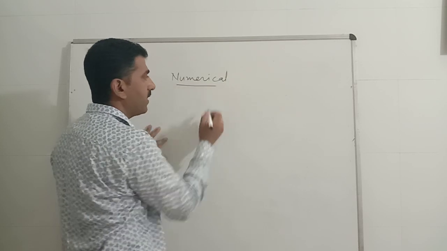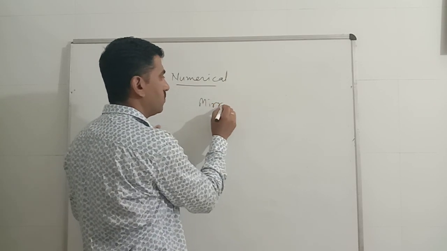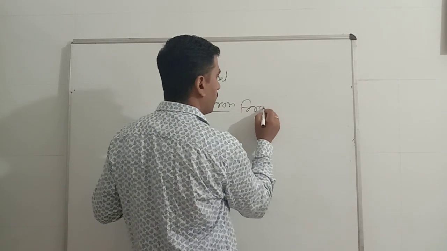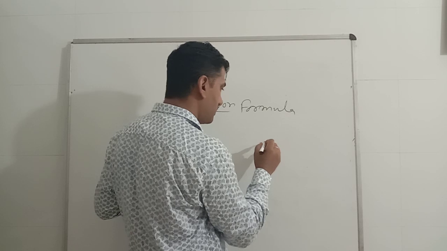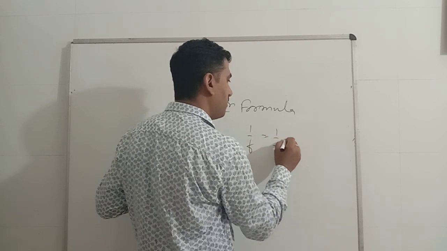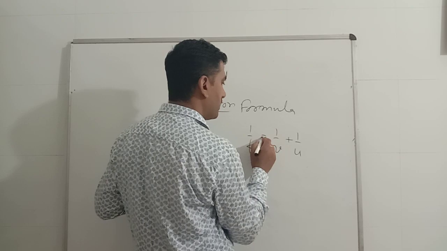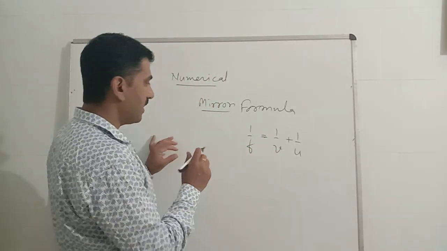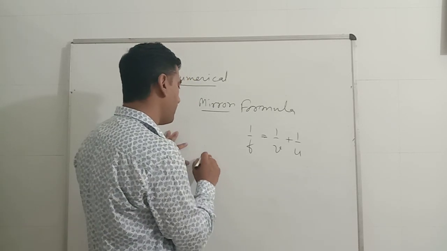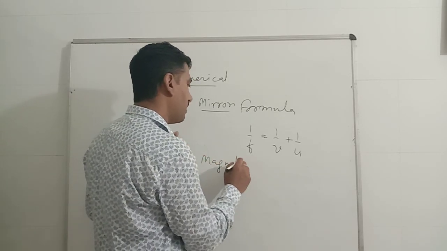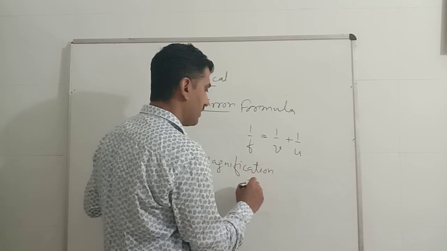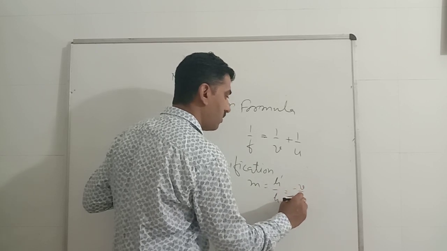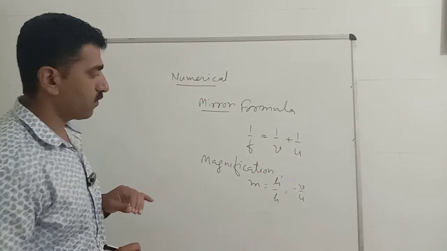For solving any numerical, you should know the mirror formula. I also told you in my last video. The mirror formula is very easy: 1 upon F is equal to 1 upon V plus 1 upon U, where V is the distance of image, U is the distance of object, F is the focal length. And one more formula which you require is the magnification formula: M is equal to H dash upon H, which is equal to minus V upon U.